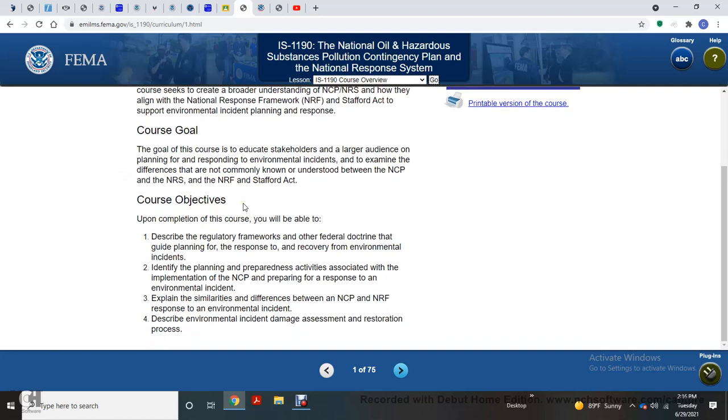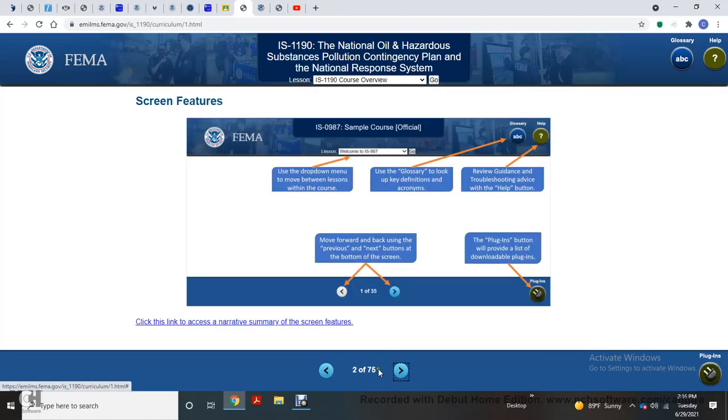Course objectives. Upon completion of this course, you will be able to: one, describe the regulatory frameworks of the federal doctrine that guide planning, response, and recovery for environmental incidents; two, identify planning and preparedness activities associated with the implementation of the National Contingency Plan for preparing for and responding to an environmental incident; three, explain similarities and differences between the National Contingency Plan and National Response Framework response to environmental incidents; and four, describe environmental incident damage assessment and restoration processes.